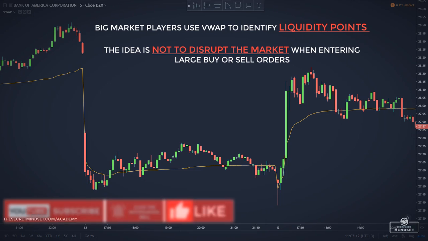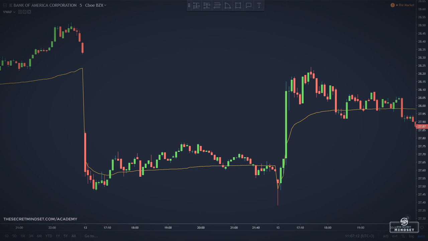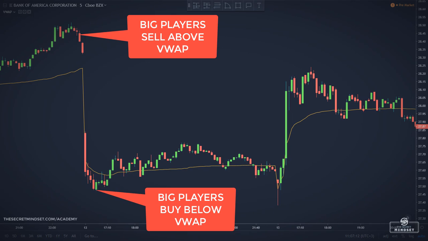The VWAP helps the institutions to determine the liquid and illiquid price points for a specific stock over a very short period of time. Therefore, when possible, institutions will try to buy below the VWAP or sell above it. This way, their actions push the price back toward the average instead of away from it.